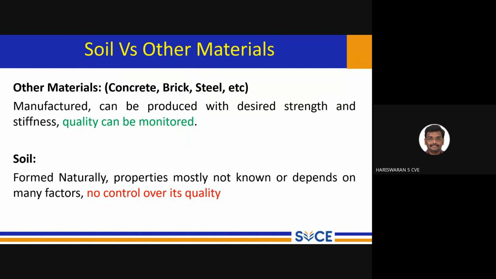On the whole, we are able to monitor the quality of those materials, but soil is naturally occurring. Its properties are mostly not known and depend on many other factors we are supposed to consider. There is no control over its quality. We cannot exactly quantify the quality just by observing or visualizing it, because it depends on a number of factors.